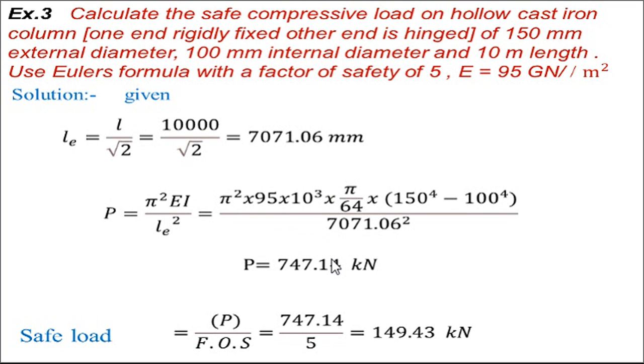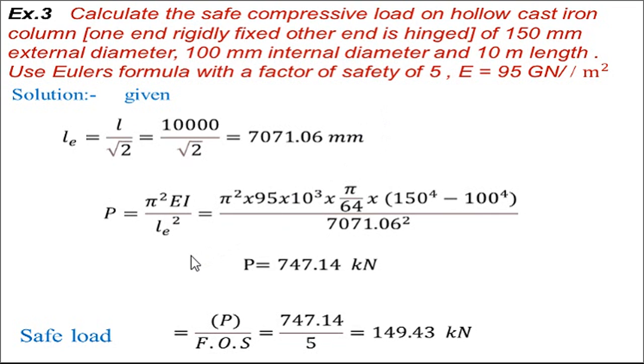That value is the crippling load. Okay, so P is equal to 747.14 kilonewton. So this is the crippling load, but in the problem they ask about the safe compressive load. To determine the safe compressive load, you should know the factor of safety.